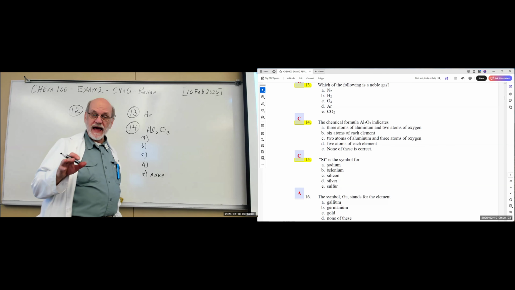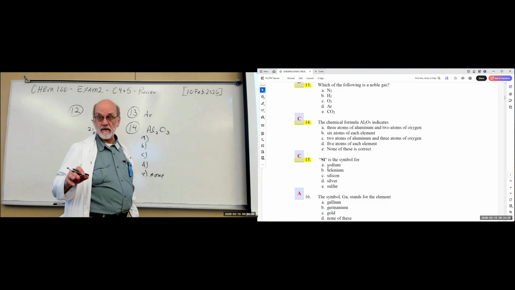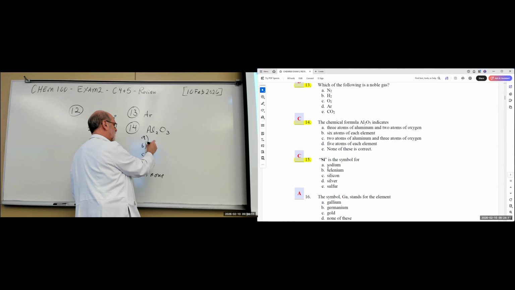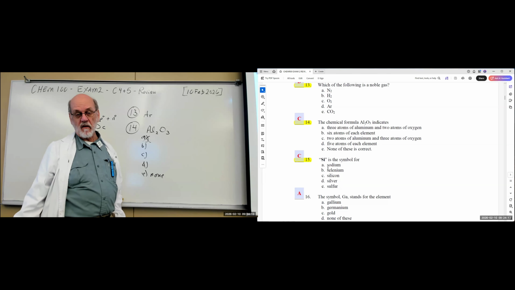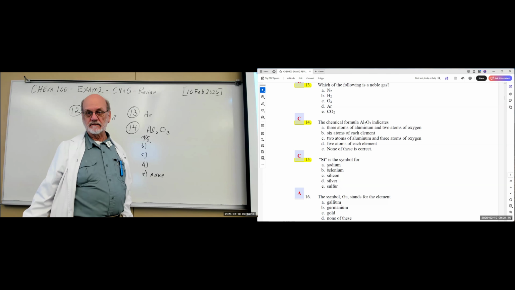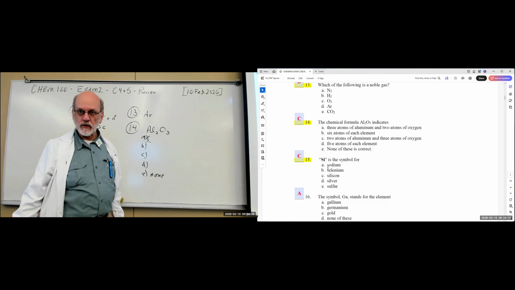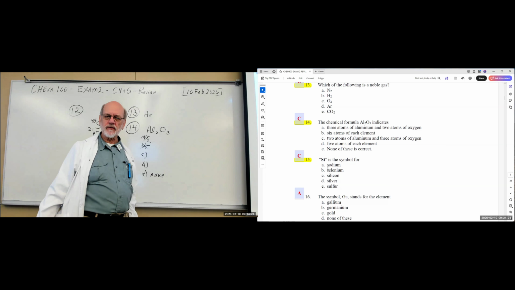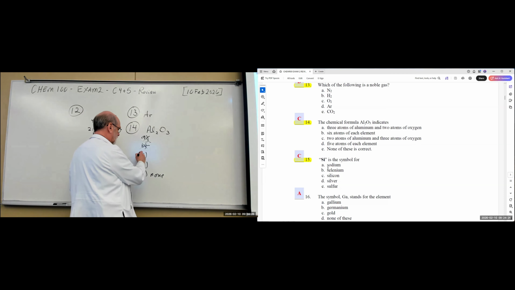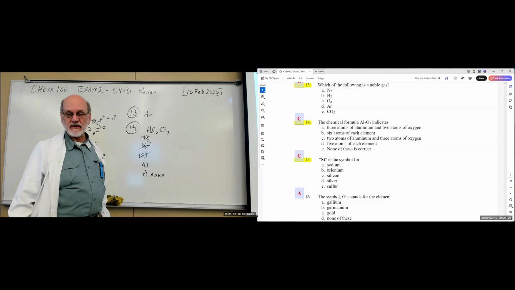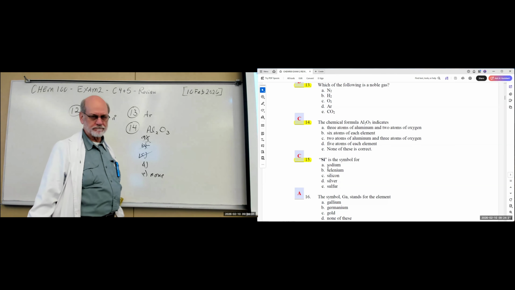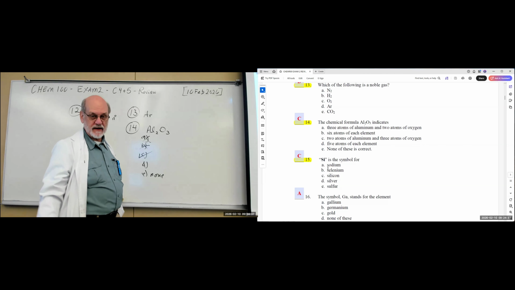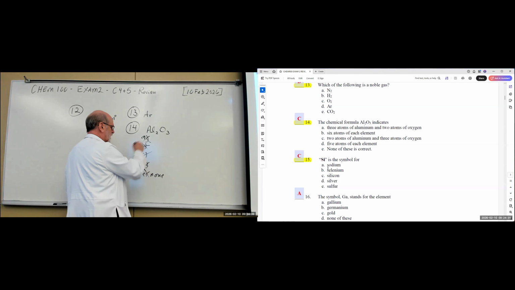Okay, A says 3 atoms of aluminum and 2 atoms of oxygen. Is that correct? No. Subscripts say 2 and 3, not 3 and 2. So A is wrong. B says 6 atoms of each element. No, it's 2 of one and 3 of the other. How about C? 2 atoms of aluminum, 3 atoms of oxygen. There's the one. That's the correct one. And D must also be false. 5 atoms of each? No. Now, 5 atoms total in that formula, but not 5 atoms of each. All right. Okay, so we found our answer.